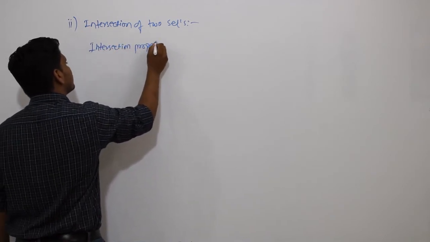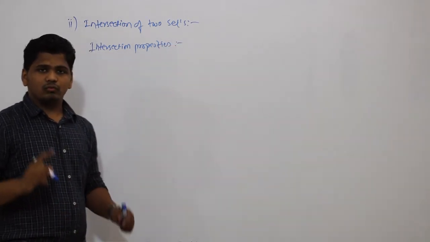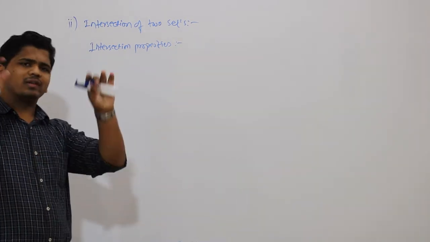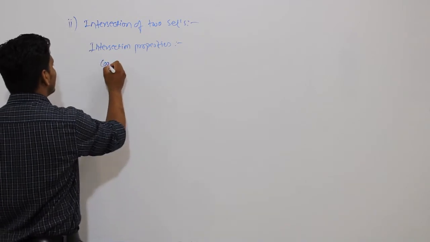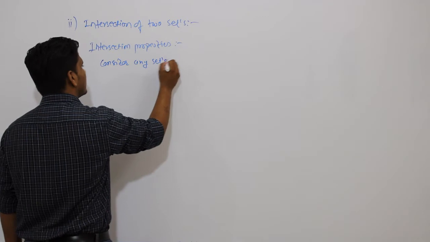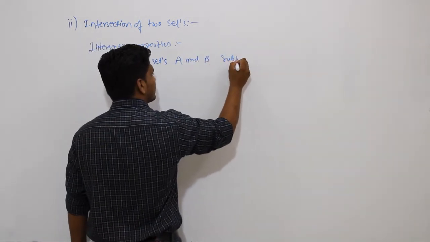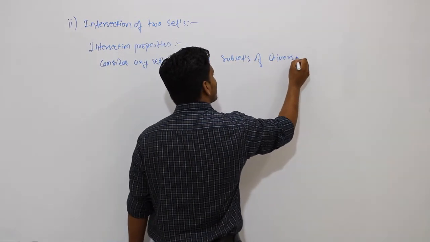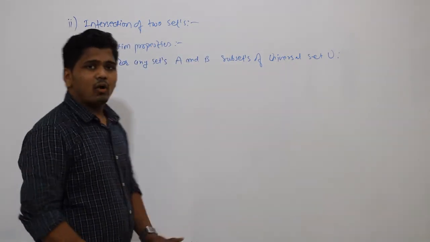Properties. As before we have discussed, those sets we are considering in examples are nothing but subsets of the universal set U. Means we will consider any sets A and B, okay, consider any sets A and B subsets of some universal set U. Okay, we will take that A and B in our properties.